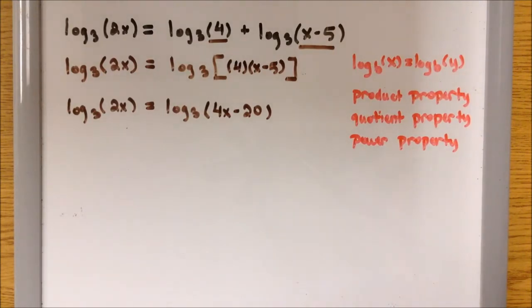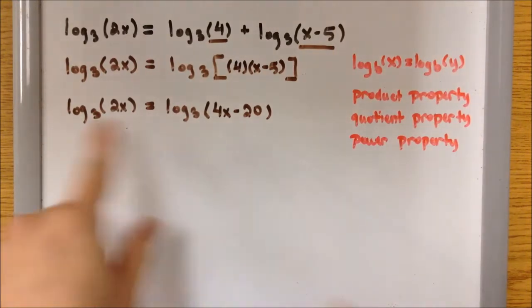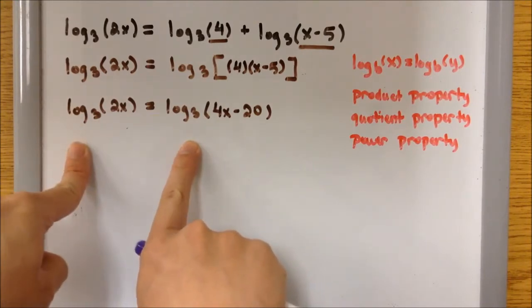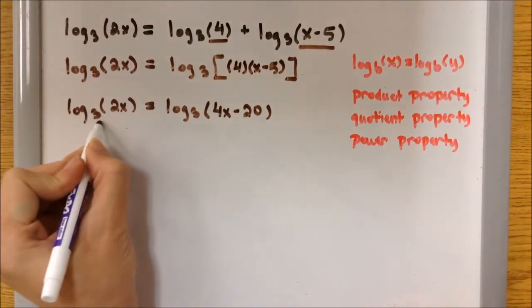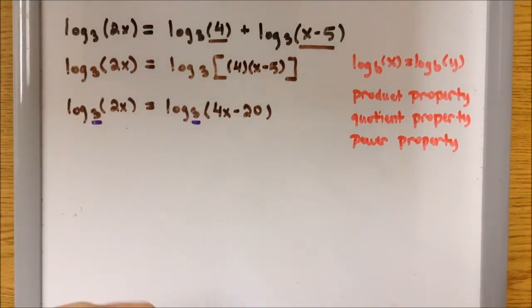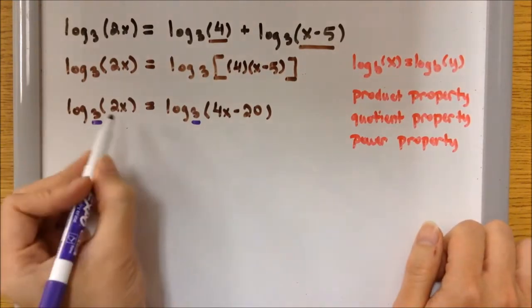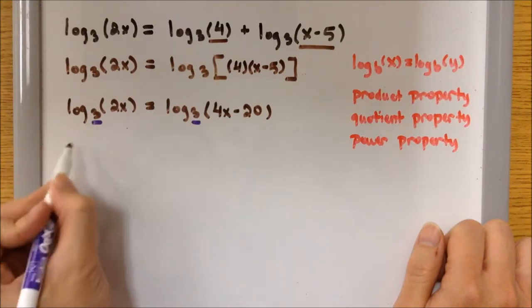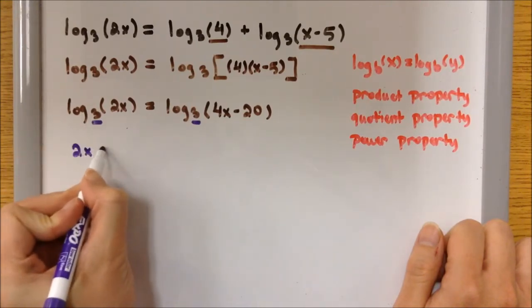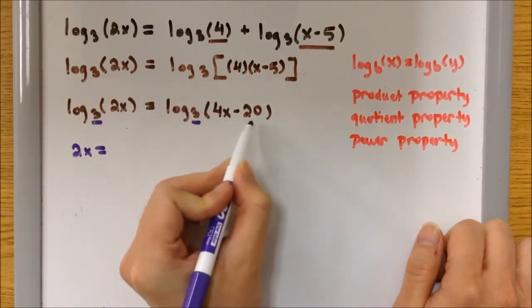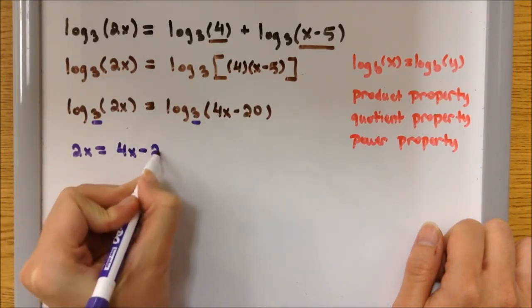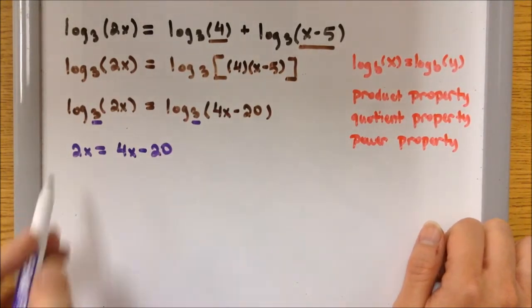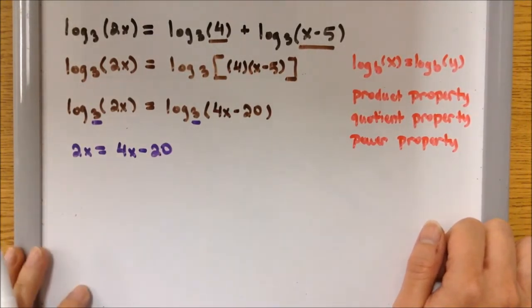Now, if we take another look, yes, we have one log on the left, one log on the right, and they both have the same base. In that event, we can use the one-to-one property where we set what's inside the log on the left side equal to what we have inside the log from the right side. So we have 2x equals 4x minus 20.